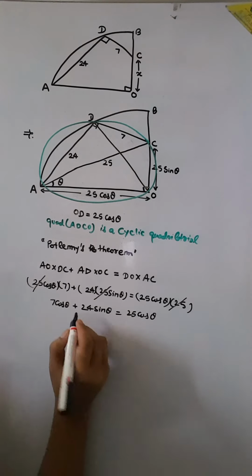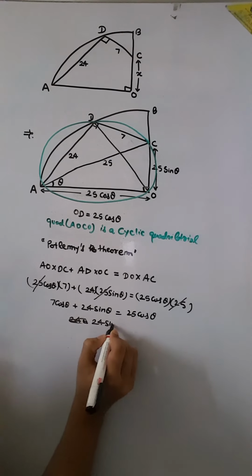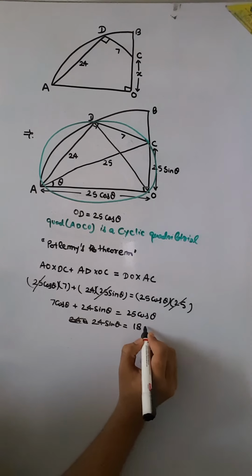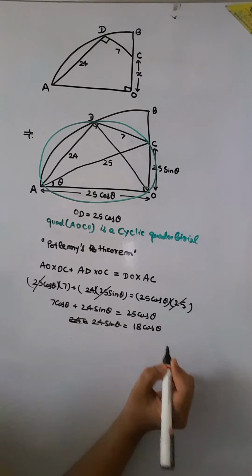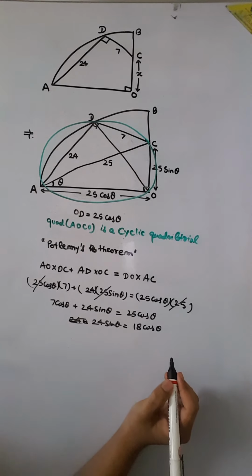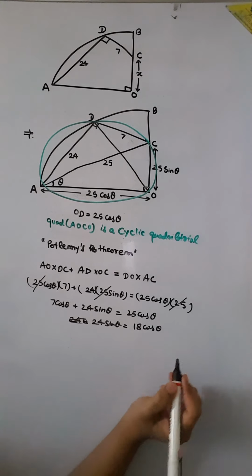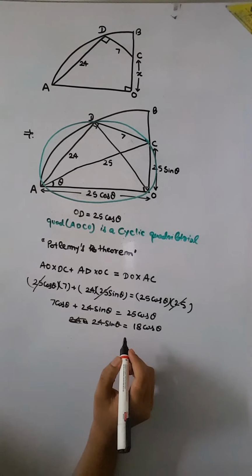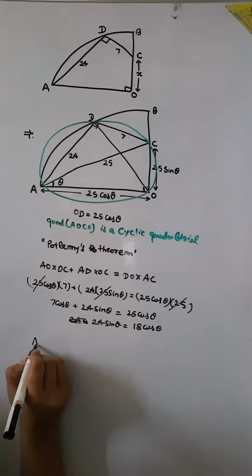Now it is a very good expression. So 24 sin theta is equal to 25 minus 7, that is 18 cos theta. So with respect to this, we can get the expression for tan theta. But what do we want? We want the value of CO.